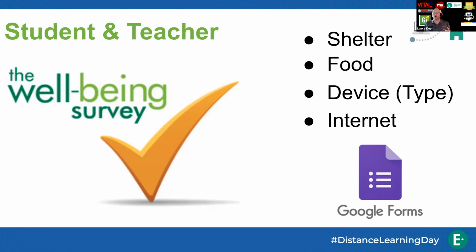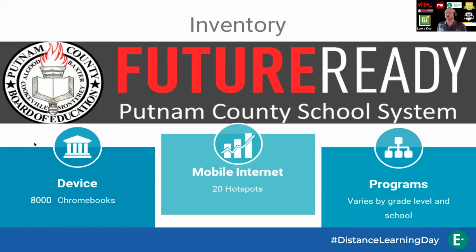The next thing we did was we took inventory of exactly what we had. So in our school district, we had 8,000 Chromebooks. If you go on the next slide, we had, at the time, 20 hotspots, and we had programs that were just all across the board. So when we got back our data from our students, we needed to push out 2,000 Chromebooks.